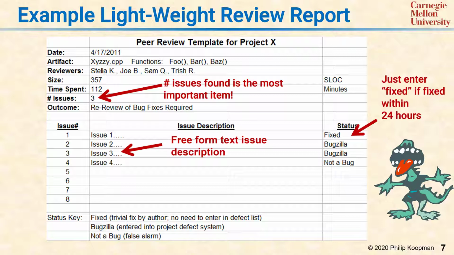Regardless of how the data gets into the bug database, it's critically important to track the number of defects found in peer review so that you can figure out whether your peer reviews are broken, where they're working, and where working means they find at least half the bugs.